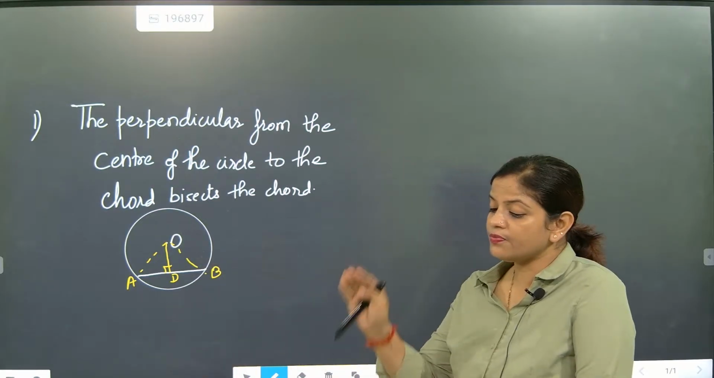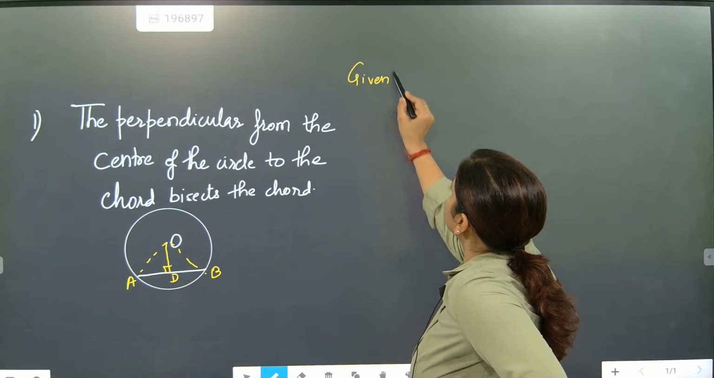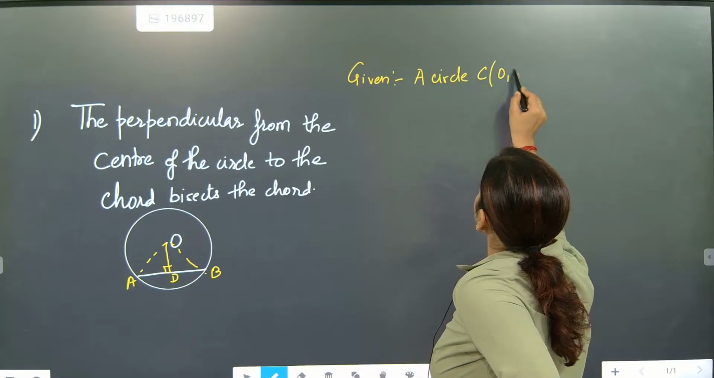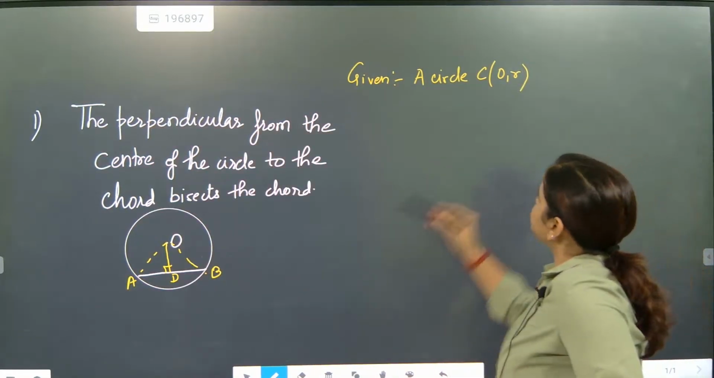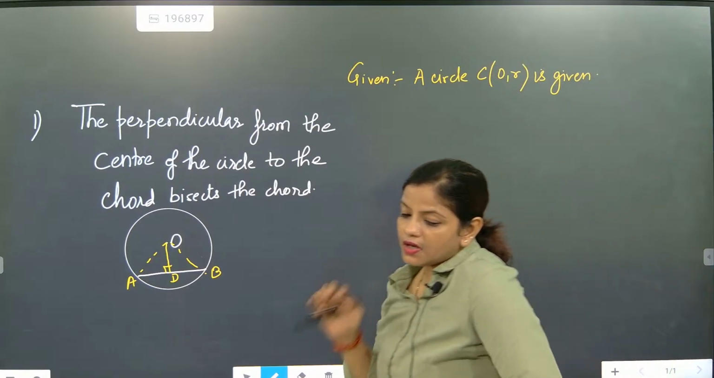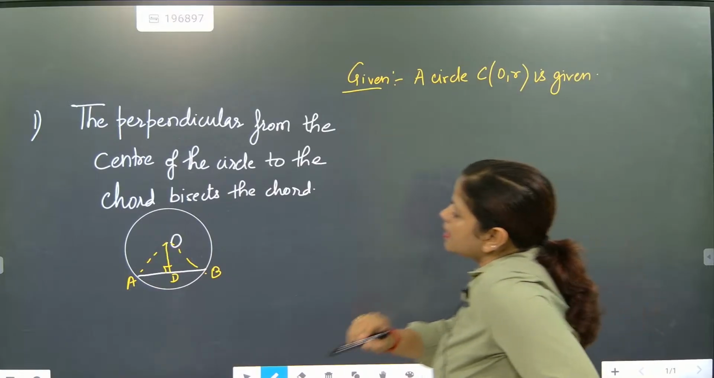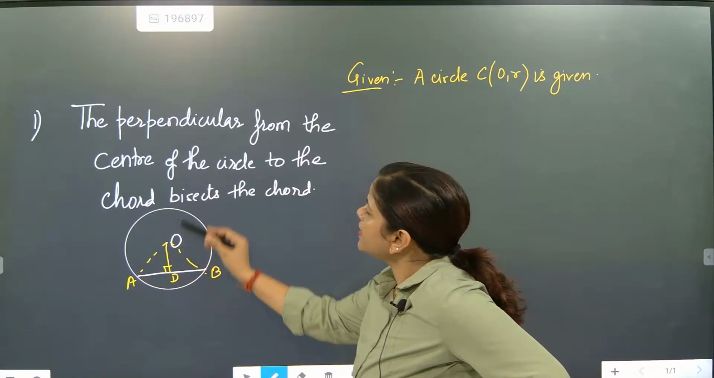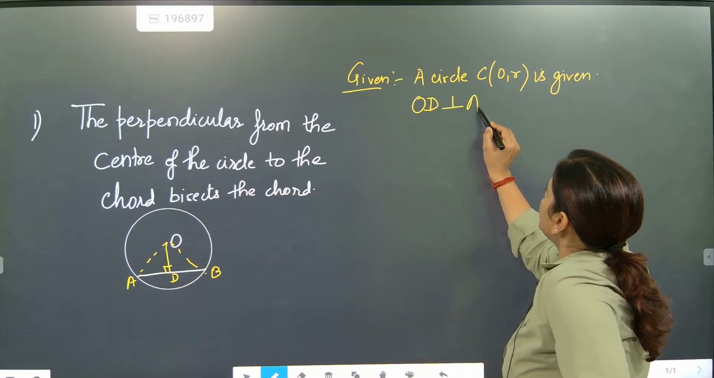So the perpendicular from the center of the circle to the chord. First, in the given section, we will write a circle C with center O and radius R is given. Another important point: what is given here is a circle C with center O and radius R. After that, the second important information is that OD is perpendicular to AB.